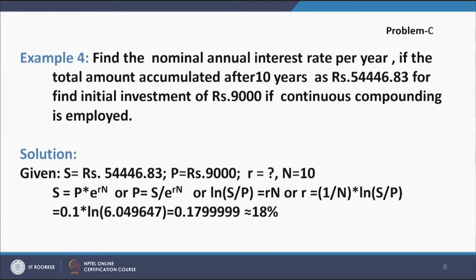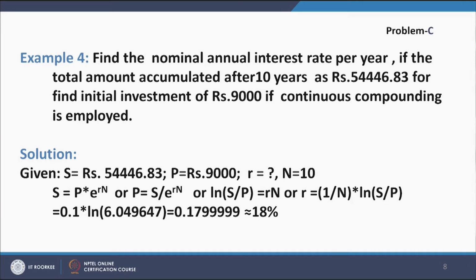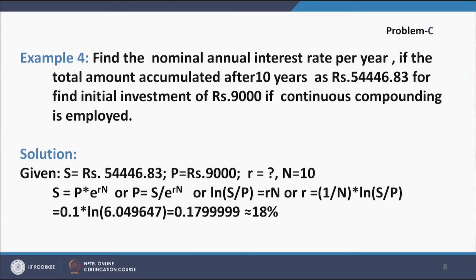This is given in example 4. Find the nominal annual interest rate per year if the total amount accumulated after 10 years is 54,446.83. For this, we find the initial investment of rupees 9,000 if continuous compounding is employed. So, if we analyze this problem, we find that S is given as 54,446.83, P is given as rupees 9,000, N is given as 10 years, but what is the value of R? The value of R is not there. So, we have to find it out.